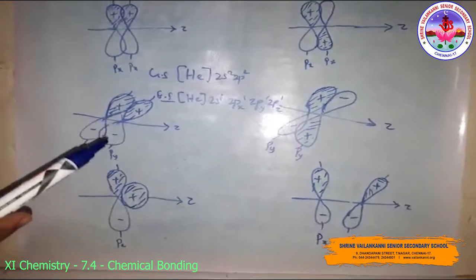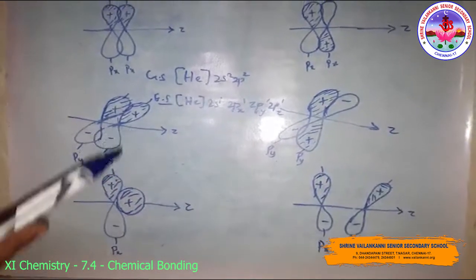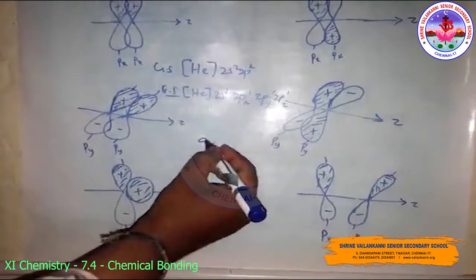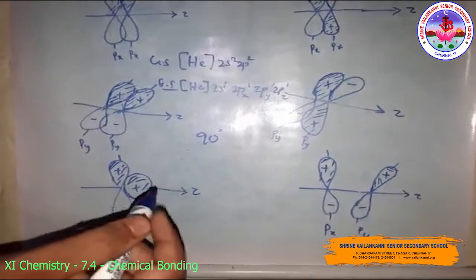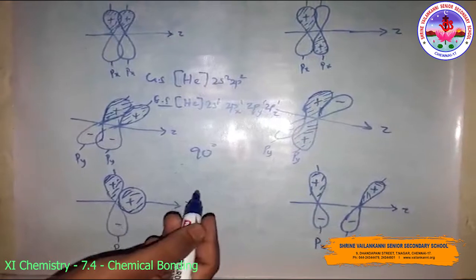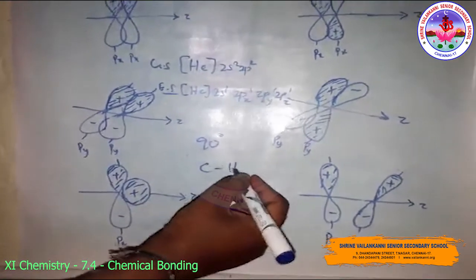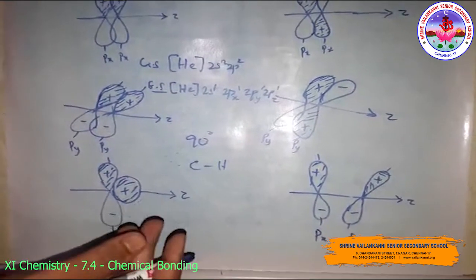It will however be observed that while there are 3 p orbitals of carbon at 90 degrees to one another, the HCH angle for this will be 90 degrees. So the 3 CH bonds will be oriented at 90 degrees to one another.